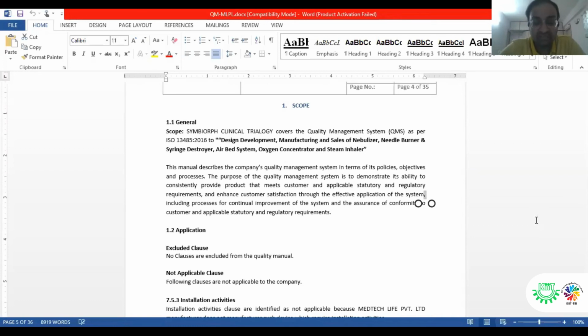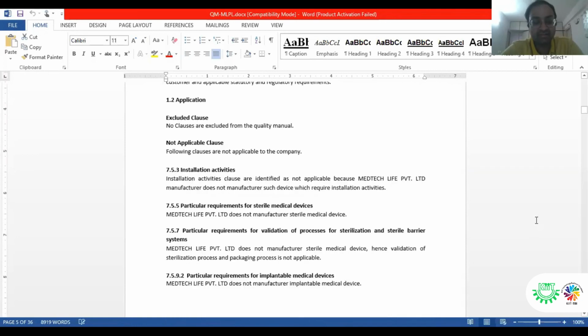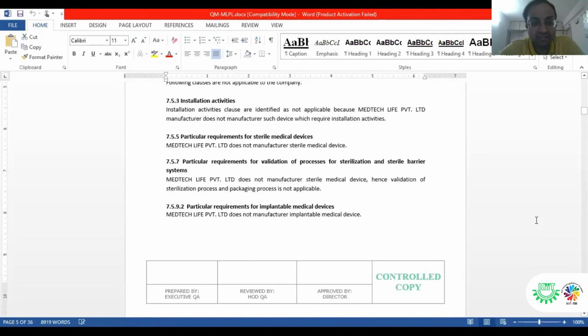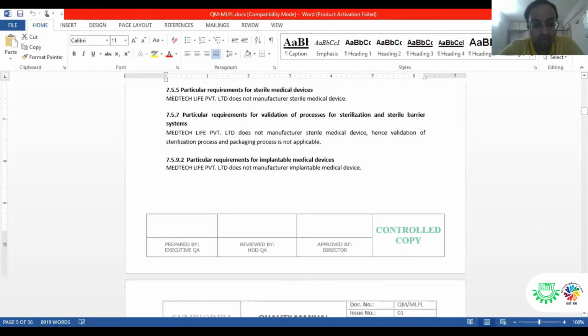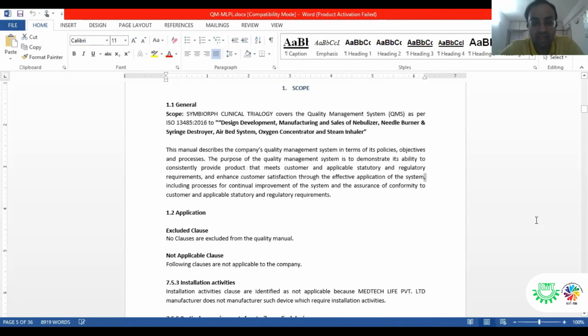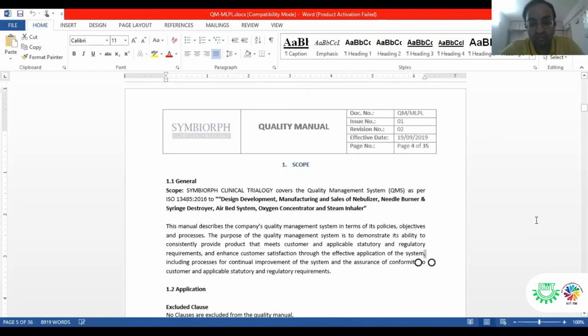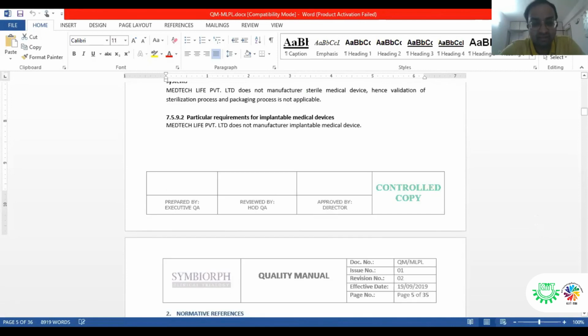It should be specific to your device also. Here you can see the excluded clauses. There are no excluded clauses from ISO 13485. But here you can see that there are various not applicable clauses, like sterilization activities, particular requirements for sterile medical devices, and the validation of ETO, because it's an active medical device. And in active medical devices, there is no requirement for ETO validation or ETO sterilization.